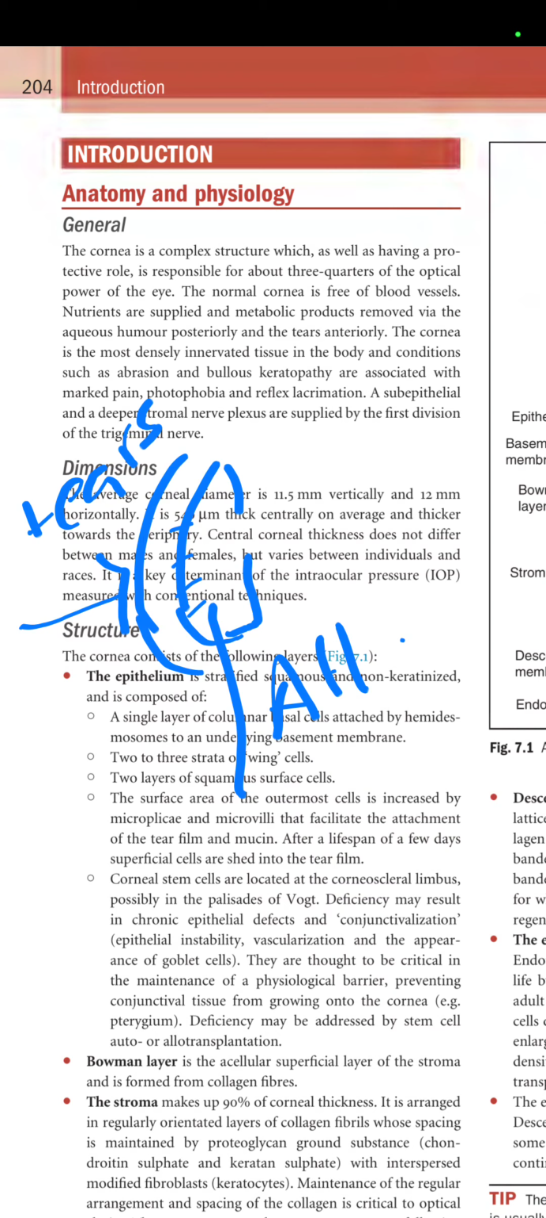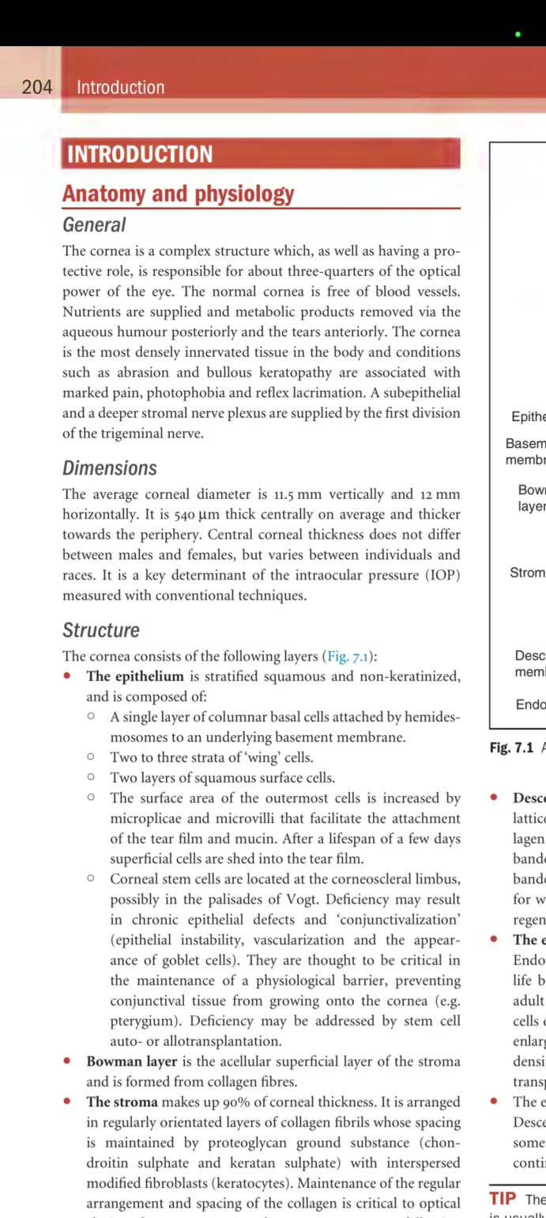The cornea is the most densely innervated tissue in the body, and conditions such as abrasion and bullous keratopathy are associated with marked pain, photophobia, and reflex lacrimation. So that means that basically the cornea is very innervated. So any diseases such as abrasions and bullous keratopathy cause intense pain, and there is photophobia, which means that the eye is sensitive to light, and there is an increase in the tears.